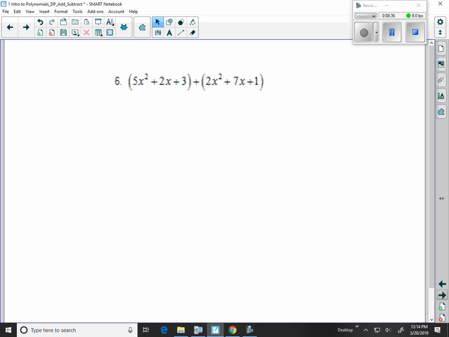All right, number 6. Number 6 looks a little different. What's different about number 6? Is it FOIL? Is it multiplication? No, it's addition. Do I technically need those parentheses? No, I don't. So you can actually get rid of those.